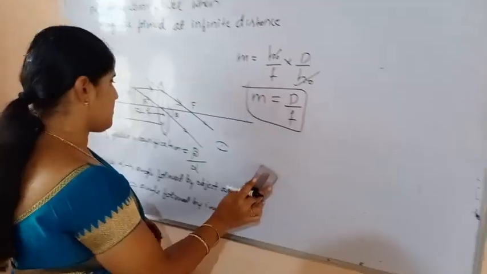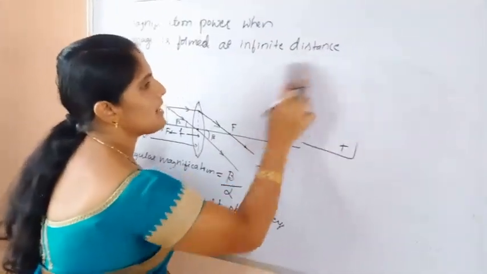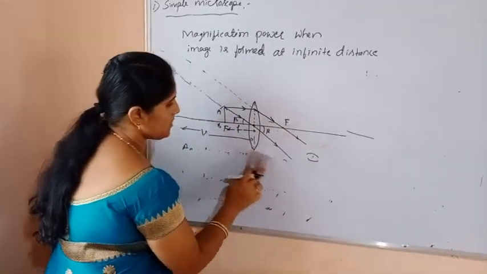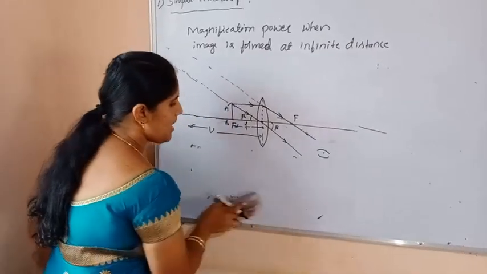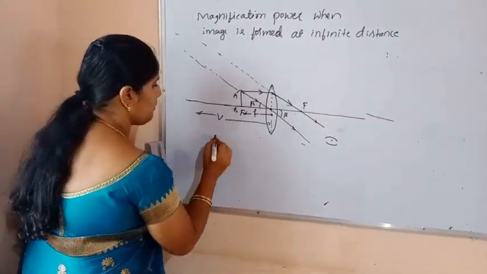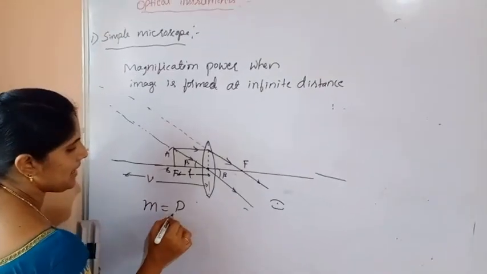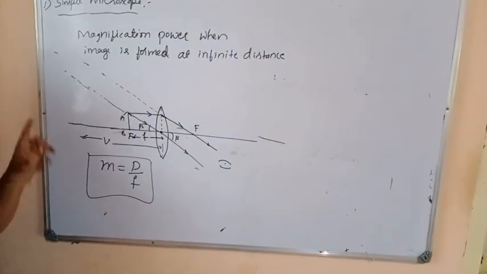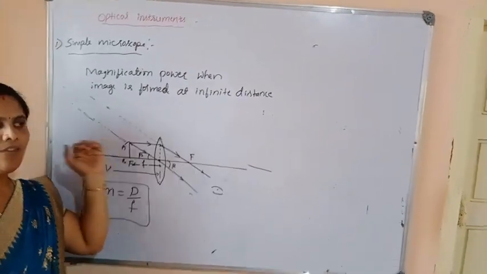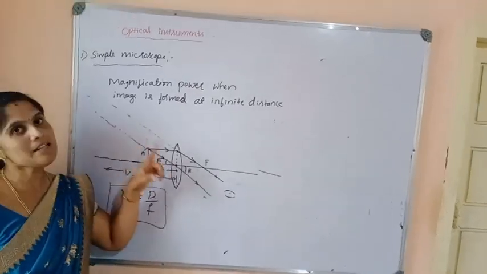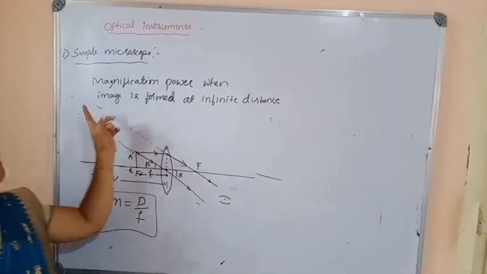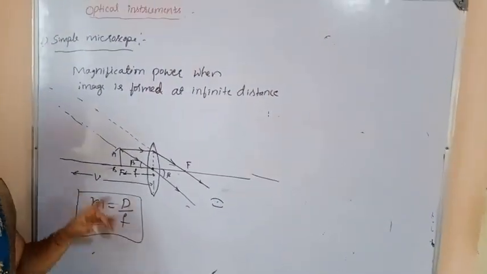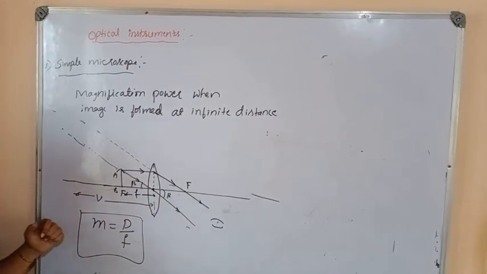You remember only the ray diagram and the formula for the magnification of the image formed at infinite distance in the microscope. What is the final expression for the magnifying power when the image is formed at infinite distance in the microscope? That is M is equal to D by F. In the previous case, when the image is formed at near point, we get the formula for magnification as M is equal to 1 plus D by F. For this case, when the image is formed at infinite distance, we get M is equal to D by F. The ray diagram carries 2 marks and this formula carries 1 mark.